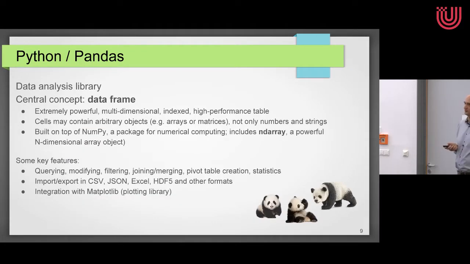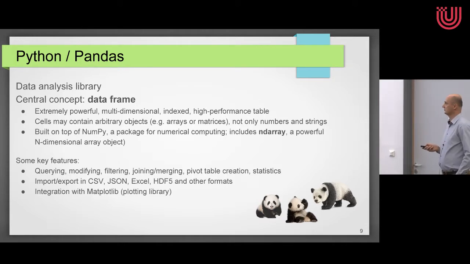Another one is Pandas. This is pretty much the standard data analysis library for Python. It's essentially the port of GNU R's data frame data structure into Python. On the basic level, it's a very powerful table data structure. It provides indexing, so it's very high performance. And cells may contain arbitrary objects, so not only numbers and strings, but also any object, for example arrays or matrices.